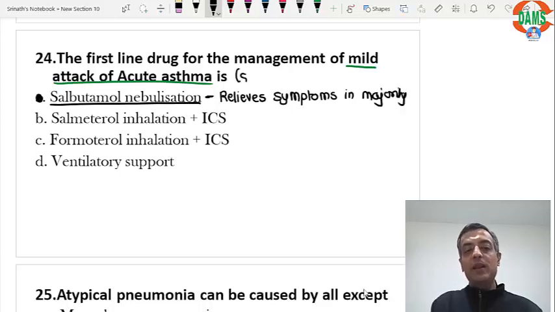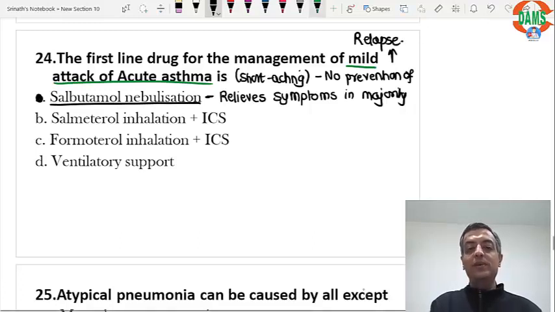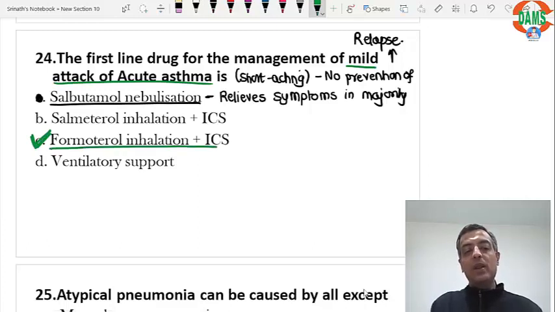But salbutamol, because it is short acting, does not prevent relapse. And that is why, according to the new guideline, the best treatment is to give LABA, long-acting beta agonist, plus inhaled corticosteroid, which not only relieves symptoms but also prevents relapse.